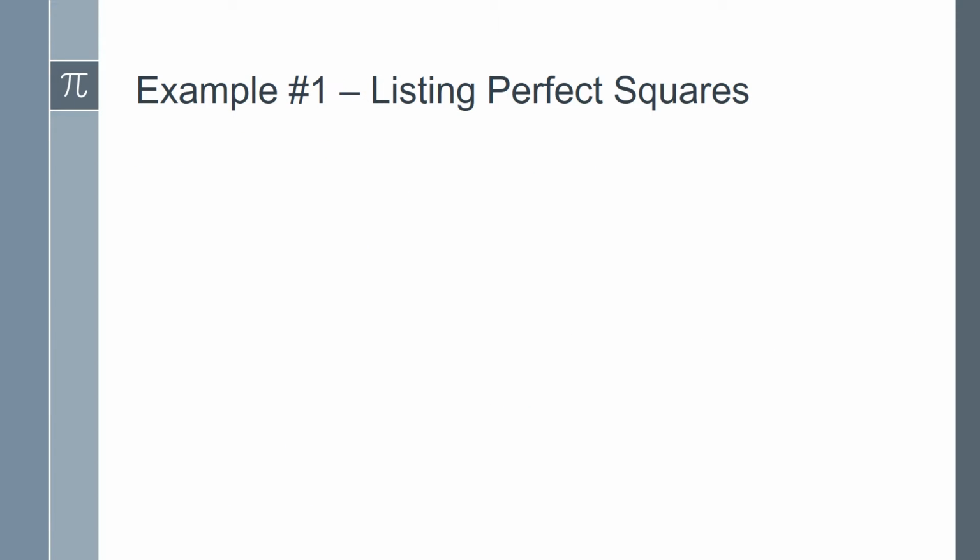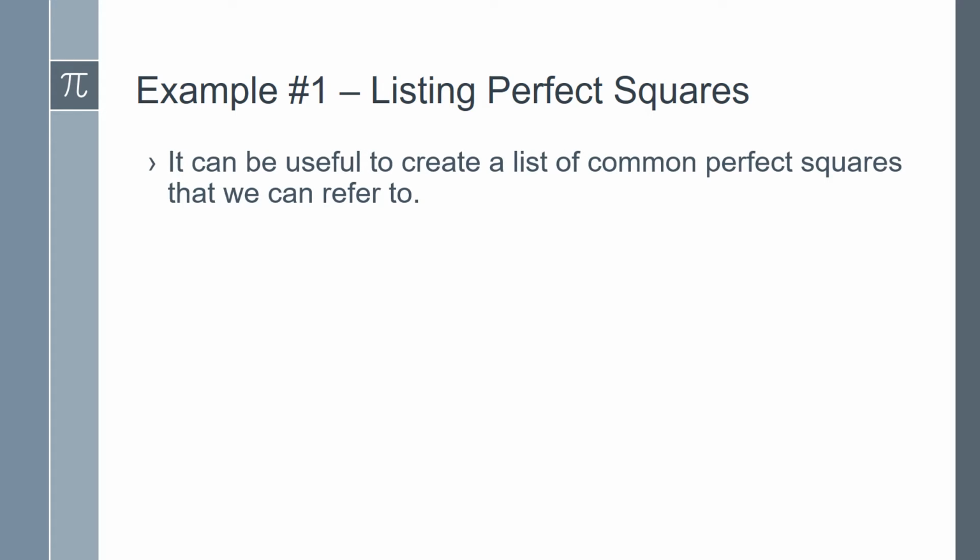For example number 1, we will start by creating a list of perfect squares. It can be useful to create this list because then we can refer back to it for other problems. It might be helpful for you to practice by doing this several times. Let's start easy. 1 squared is 1 times 1, or 1.